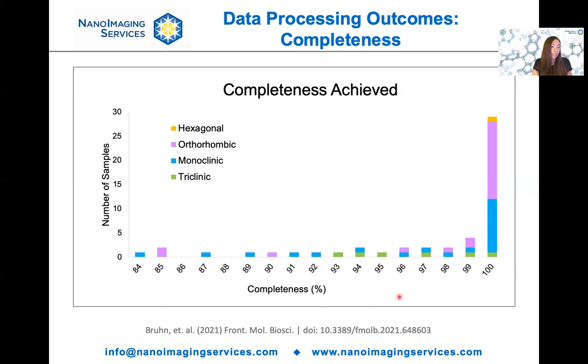But there are some cases where we are getting lower completeness data. Most are falling in the 90% range, but some are down in the 80s. I will say that this has not prevented us from being able to solve these structures, and in the paper we include one structure from a data set that's only 84% complete.